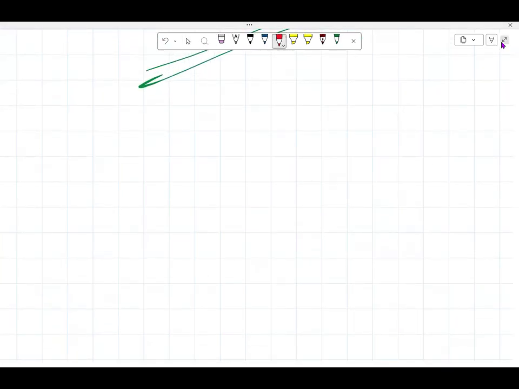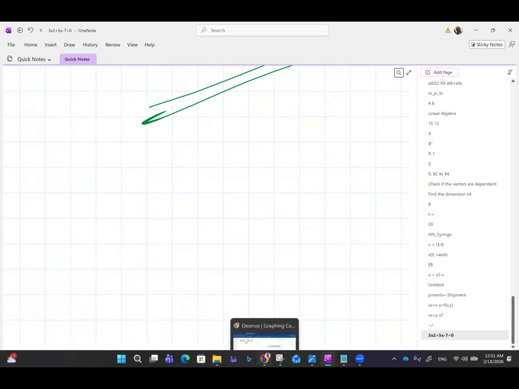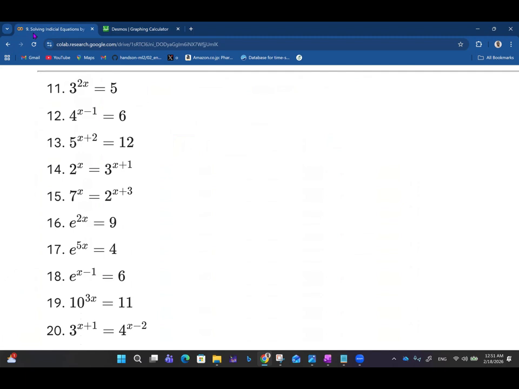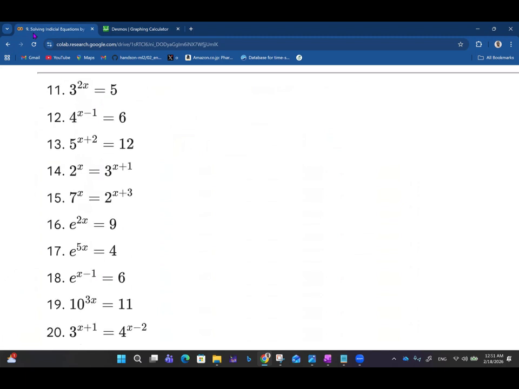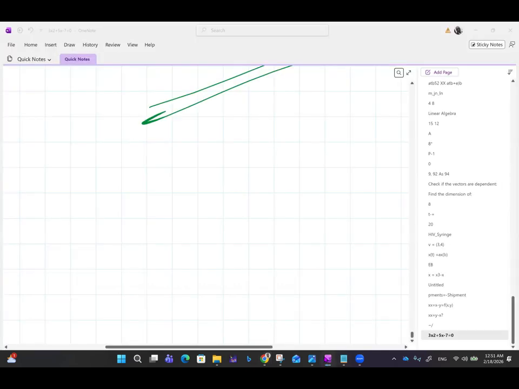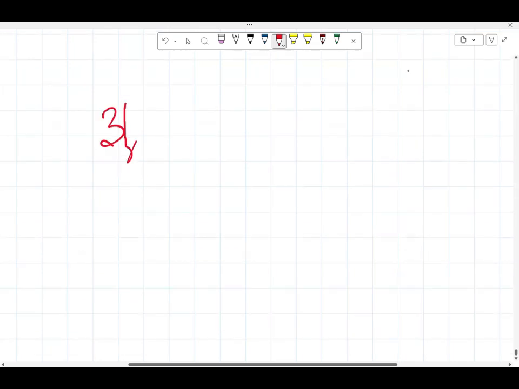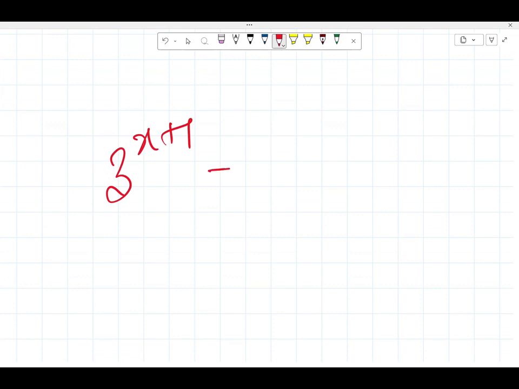Now, regardless of whether it's decimal or not. So let me do another problem from 11 to 20. Which one looks the most difficult here? I think the last one looks the most difficult: 3 raised to the power x plus 1 is equal to 4 raised to the power x minus 2.